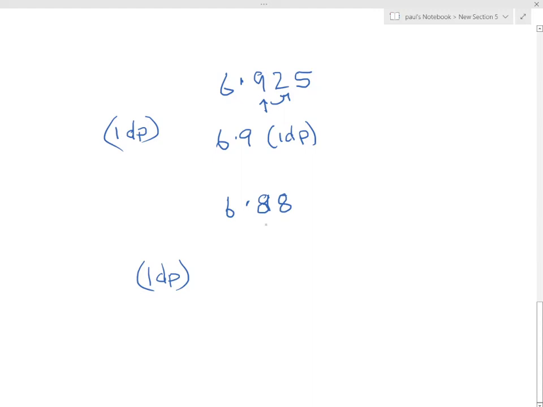This one, 6.88, first decimal place. Go to the 8. Oh, we add 1 back on. So we add a 1 back onto that, and that becomes 6.9 to 1 decimal place.